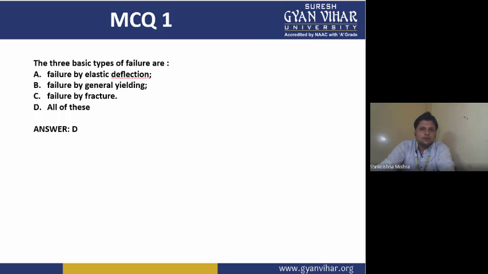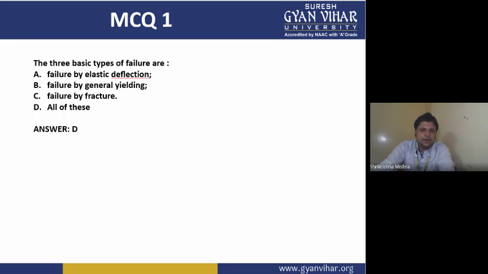All right. So in the case of brittle materials, there is no plastic deformation, so they fail directly by fracture. So we say that brittle materials fail by fracture. So option C is a failure mode. All right, failure by fracture.